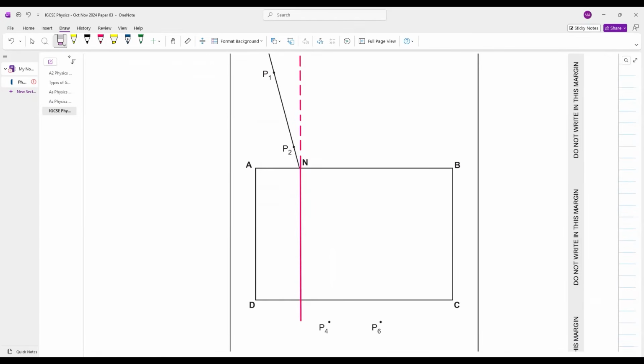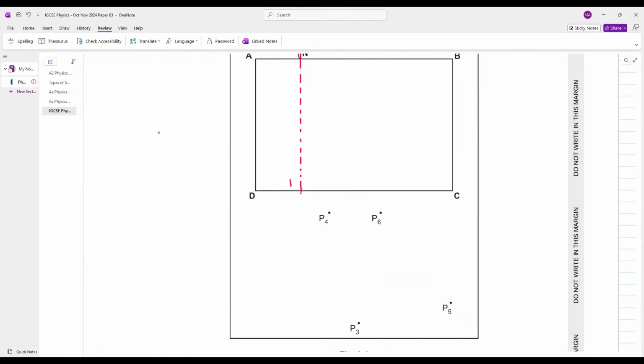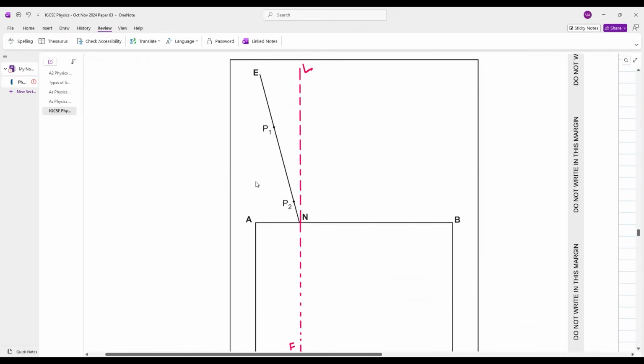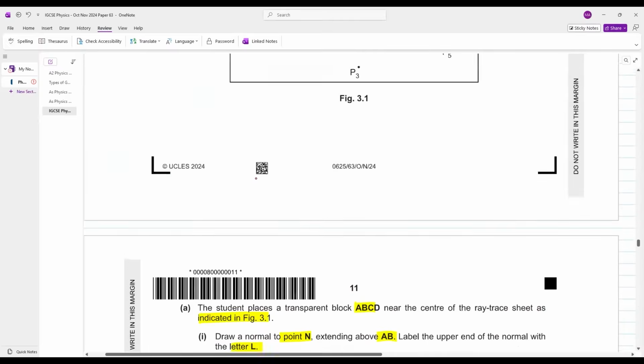It will be like this, okay. And let's make it dotted again because this is a normal, so it should feel like a normal. Now what do you have to label here? This point is F. Okay, so this is your point F. Done, no problem. The student draws the line EN as shown in figure 3.1. Perfect. On figure 3.1, measure the acute angle theta 1 between the line LN and EN.